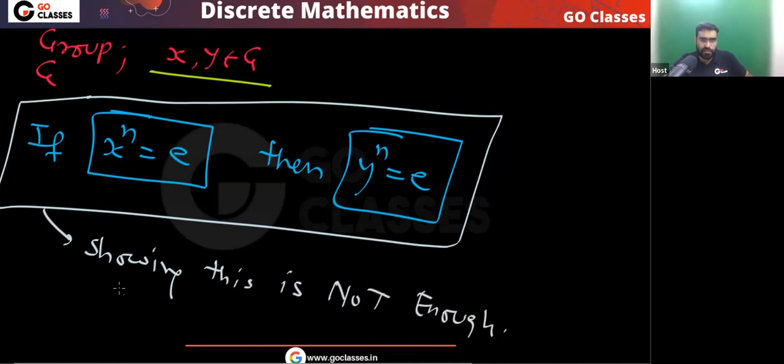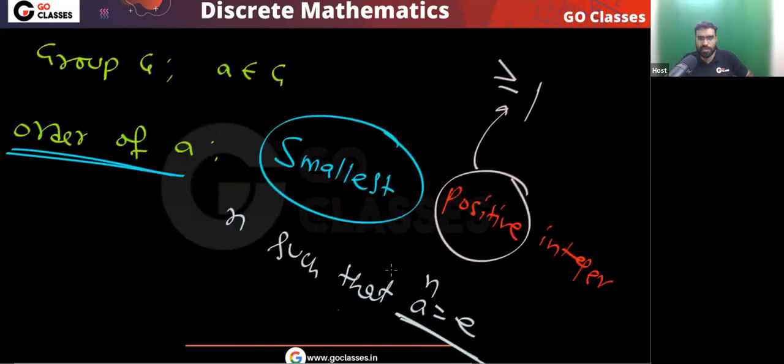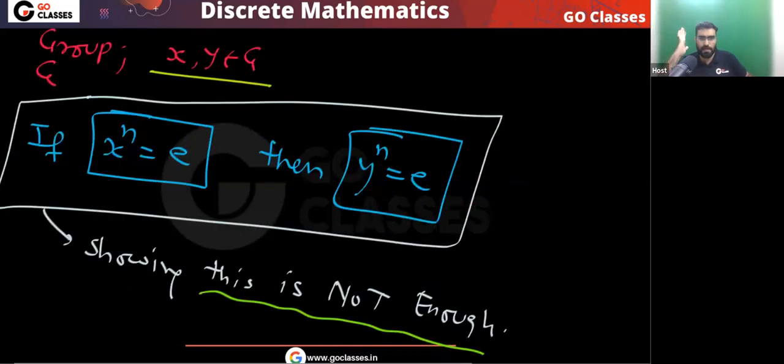Because which factor are we missing? We are missing the smallest factor. Please understand. So what do you need to do then?